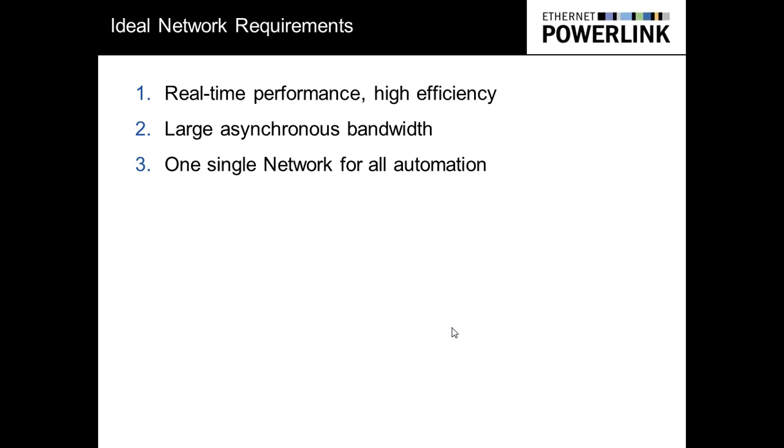I'd like to have one network for all automation, so I want to have the ideal network architecture that I showed before. I'd like to have a flexible network topology, which means I don't necessarily want a ring or a star. I might want to have something that's pretty generic, and I want the network to meet my needs instead of having to architect my system based on my network.